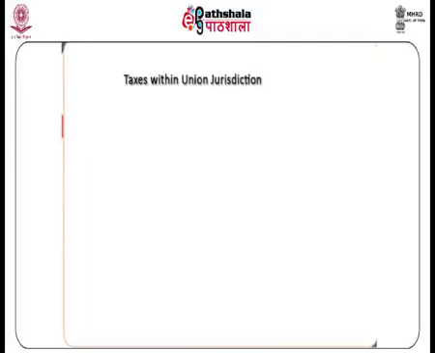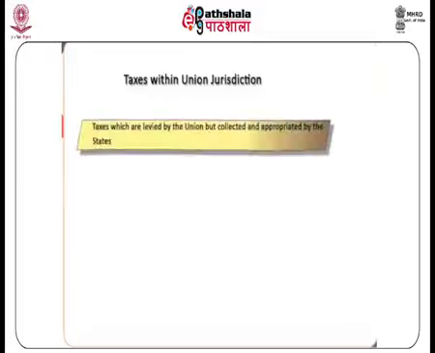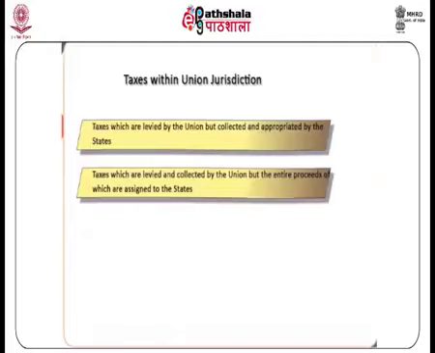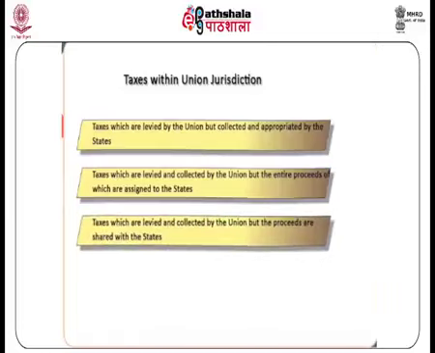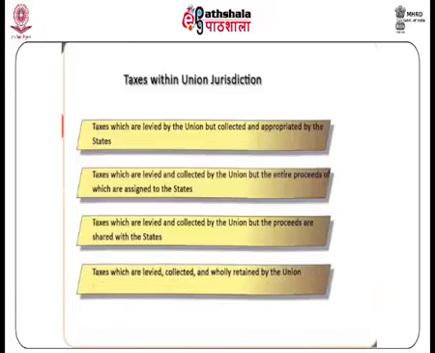In this context, taxes within union jurisdiction can be divided into four classes. First, taxes which are levied by the union but collected and appropriated by the states. Second, taxes which are levied and collected by the union but the entire proceeds of which are assigned to the states. Third, taxes which are levied and collected by the union but the proceeds are shared with the states. And fourth, taxes which are levied, collected, and wholly retained by the union.